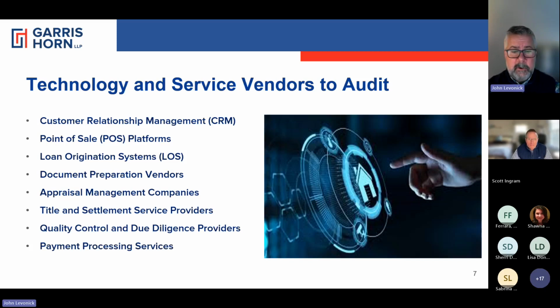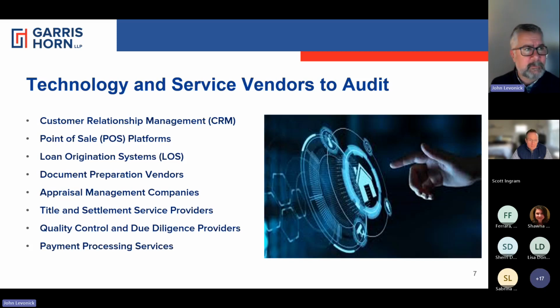AMCs are another third-party vendor that gets NPI or PII pushed and passed to them, that you have an obligation to ensure that they protect the data, and they protect the data downstream with their participant appraisers. Title and settlement service providers. Title and settlement service providers are a very, very big area of interest right now for cybersecurity data privacy audits.